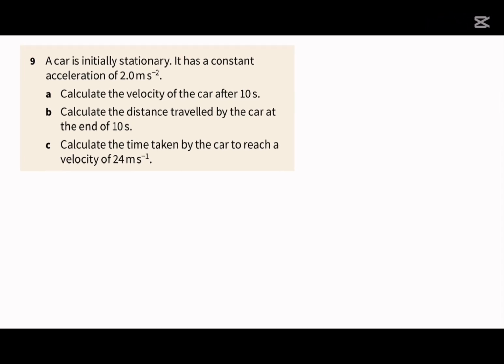Okay, so let's try. This is number 9. A car is initially stationary, so you know that u is going to be 0 meters per second. I will write units. It has a constant acceleration of 2 meters per second squared. Calculate the velocity of the car after 10 seconds. So t is equal to 10.